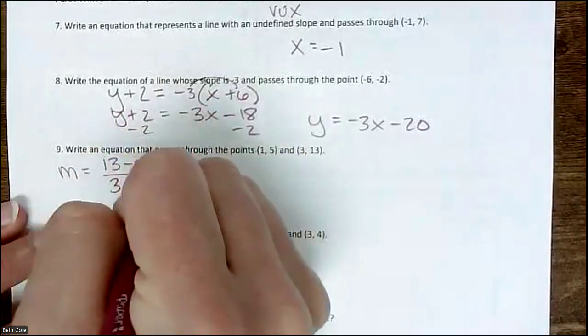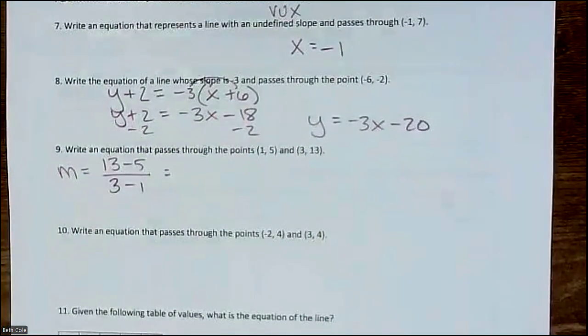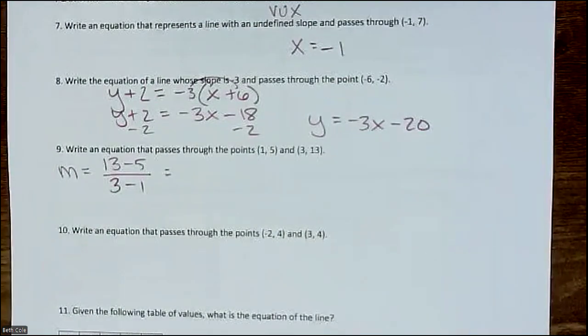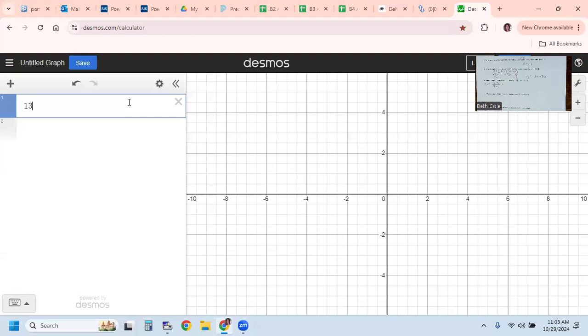Good. And then I'm going to put that into Desmos, just exactly like it looks. All right, so use your calculator. 13 minus 5 divided by 3 minus 1. There we go, 4.